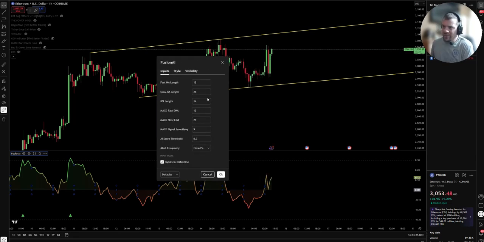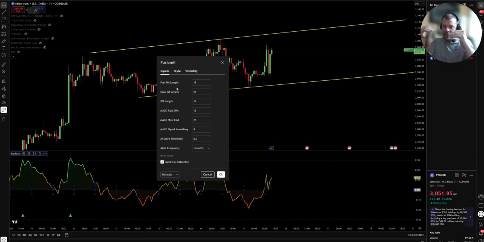But more importantly, how does it exactly do this? How does it score and give out a buy or sell signal? And so essentially what it's doing is it's looking at MACD. So it's looking at the EMA, the slow EMA, the smoother of MACD, the RSI, and then we also have moving averages.